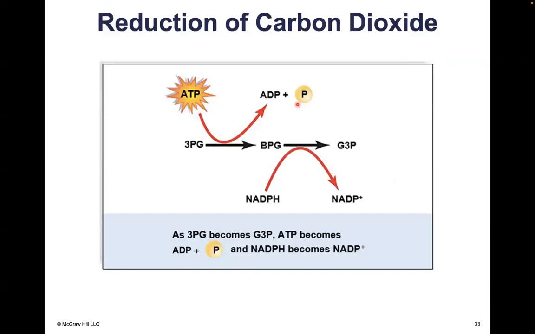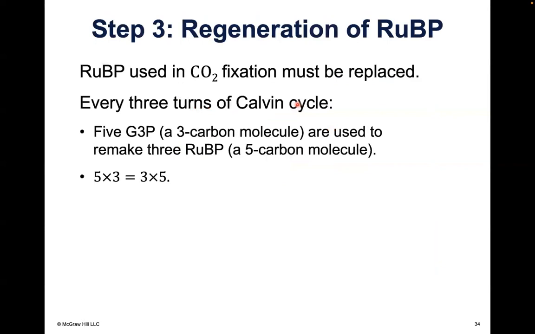Now to this point, I was talking about this before: during the 3PG conversion to BPG, this is when ATP is being utilized, and during the stage of BPG being changed to G3P, this is when NADPH is used and becomes NADP plus. Now the ribulose 1,5-bisphosphate has been used in CO2 fixation. It has to be replaced. Because you use it, that's why we call it cyclic.